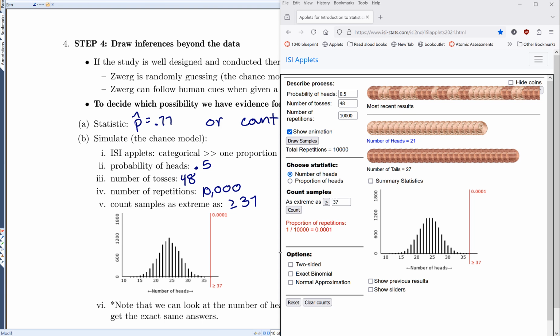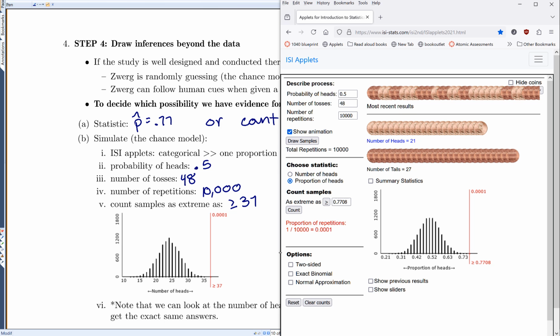When we put it in, it tells us that the probability, or the chance, of getting 37 or more is only 0.0001. That seems really small. Notice here where it says choose statistic, you can do the number of heads, or you can change to the proportion of heads. If you do, it will automatically change your count into your proportion for you. So it's 0.7708, which is what we got earlier.